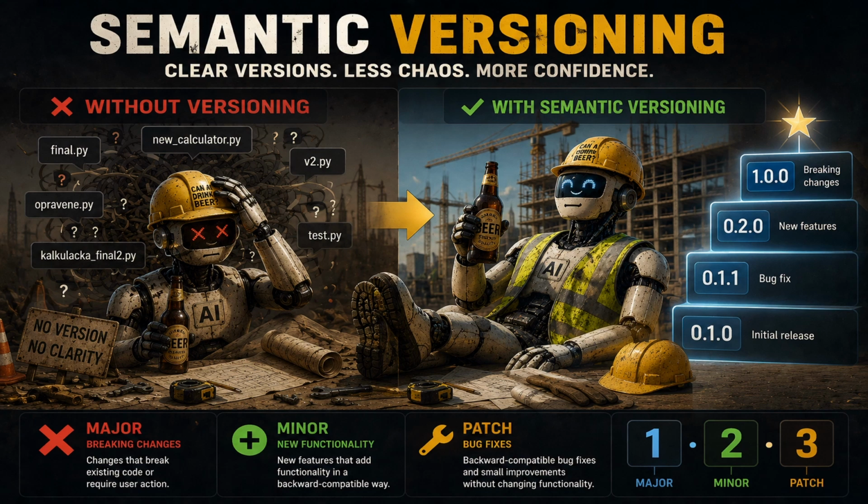The minor version represents new functionality. New features are added, but everything remains backward compatible. And the patch version is used for bug fixes and small improvements that do not change the functionality or public interface of the application. A simple rule to remember is this: if users need to change their code, it's a major version. If you are adding functionality without breaking existing behavior, it's a minor version. And if you are only fixing something, it's a patch version.